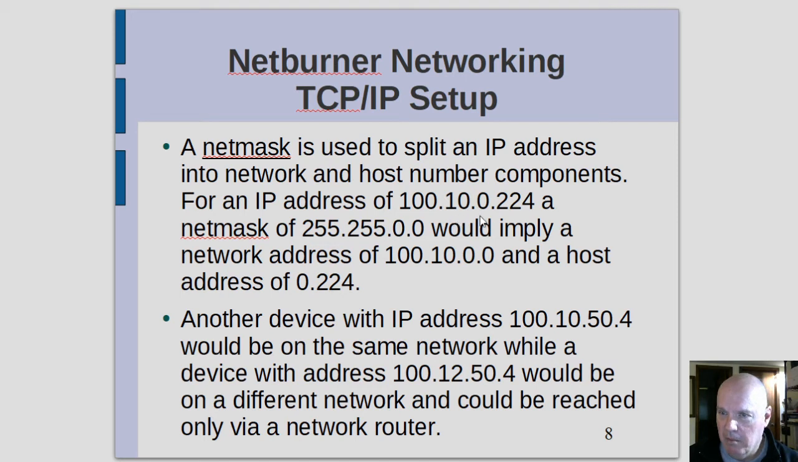But once we've got a network set up using this IP address, another device with IP address 100.10.50.4 would be on the same local network, because they've got the same network part of 100.10. And so DNS wouldn't be used to resolve this IP address. Instead, ARP would be used, if this is an Ethernet network, for the source to find the destination. But if you're trying to communicate to a computer that has an IP address of 100.12, that's on another network. Okay, and it would have to be reached via a network router. And so again, if we don't know the name to IP address mapping, DNS would be used to first give the name of that computer and then translate that to an IP address.